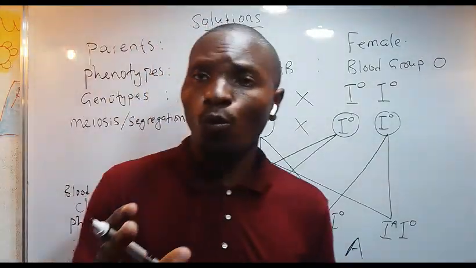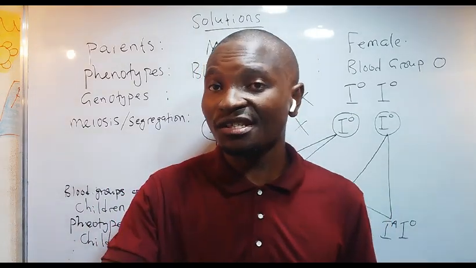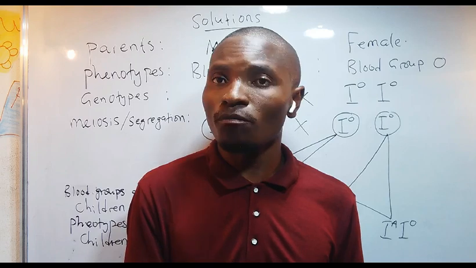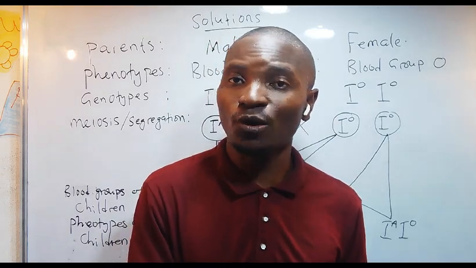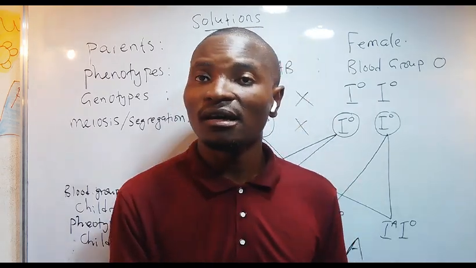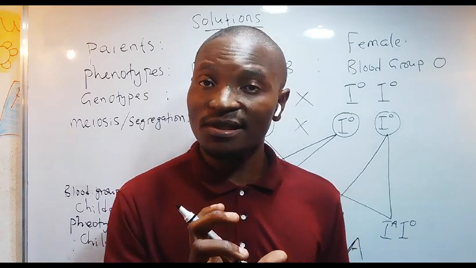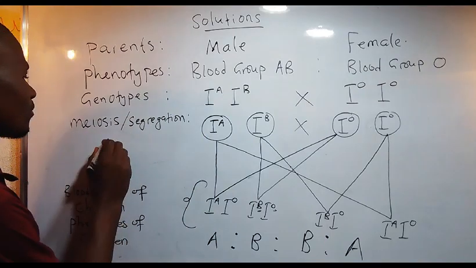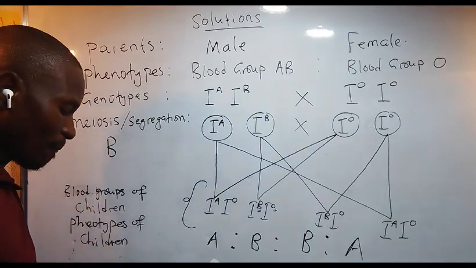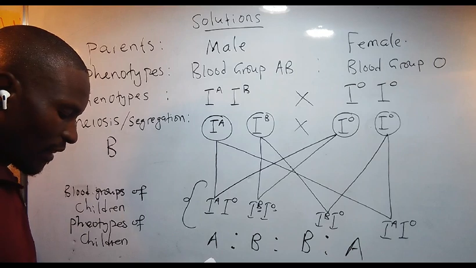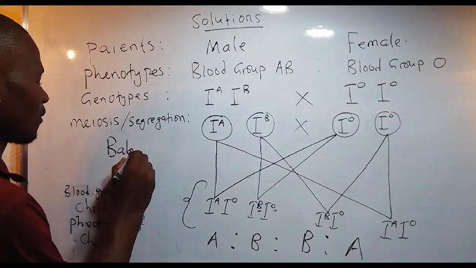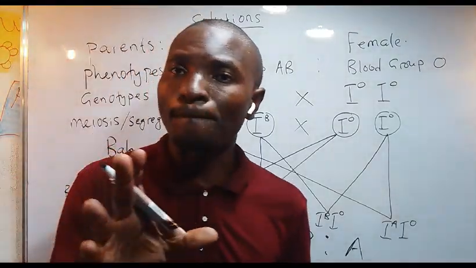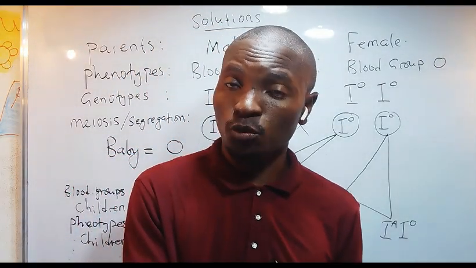Now, when you look at the question for Mrs. Mumba, you discover that Mrs. Mumba was claiming that the hospital actually gave her a wrong baby. Now, here's the thing. The baby was in blood group O. So the baby was in blood group O.